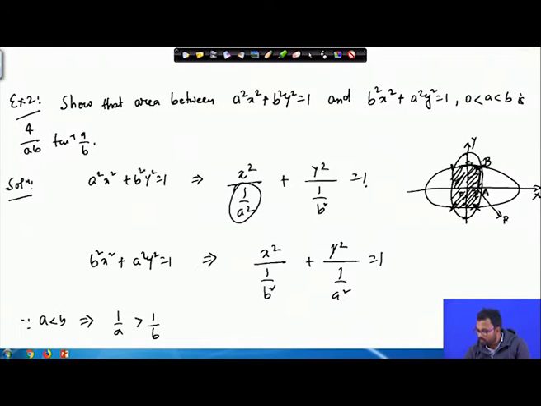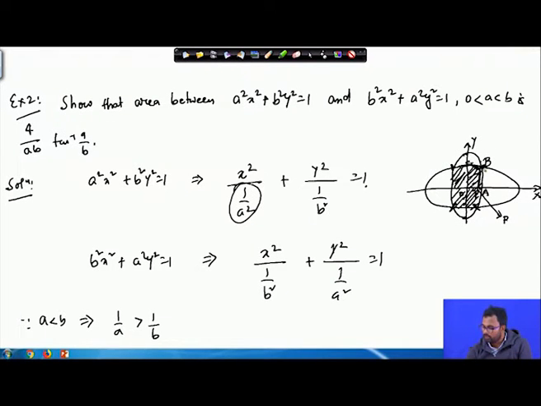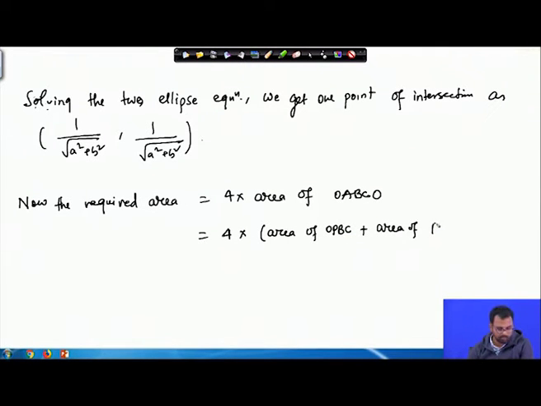So that means we will get the area of OPBC plus the area of PAB. And for the area of PAB, we will now calculate the area individually.